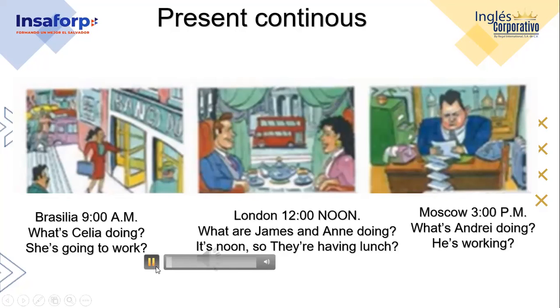Brasilia, 9 a.m. What's Celia doing? She's going to work. London, 12 noon. What are James and Anne doing? It's noon, so they're having lunch. Moscow, 3 p.m. What's Andre doing? He's working. Okay. Bangkok. So take a look at these sentences.